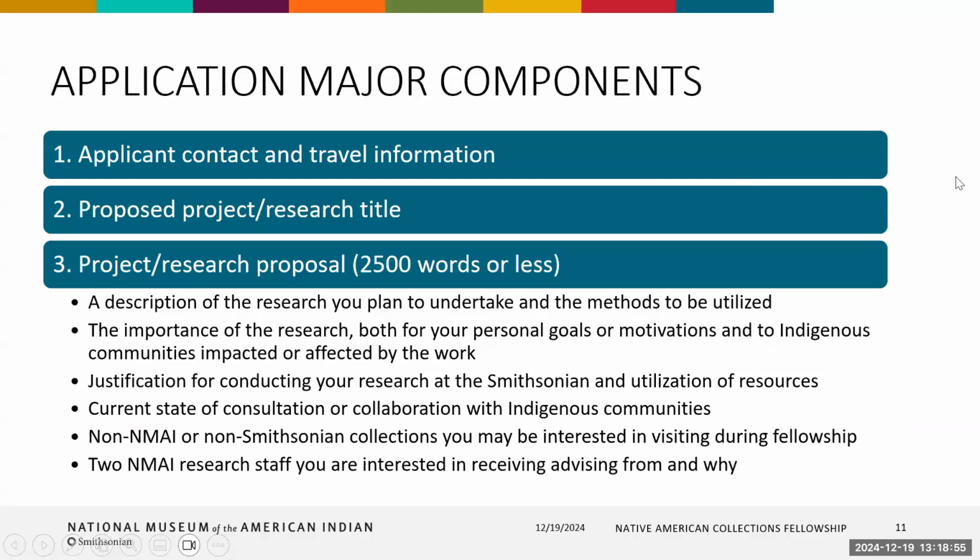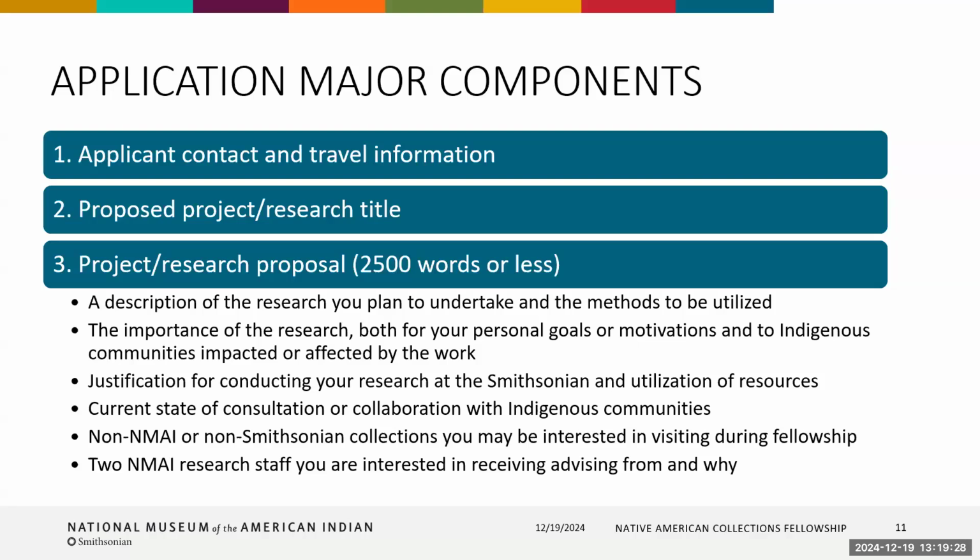I do want to talk a little bit about some of the major application components. I want to talk about them here just so you can get a sense of what they look like before we go into the online system a little later on in this webinar. So some of the things that you can expect to see in the application are, of course, information asking for your contact information and additional travel information should you get selected for this fellowship. Also very important is a proposed project or research title, and then also your research proposal.